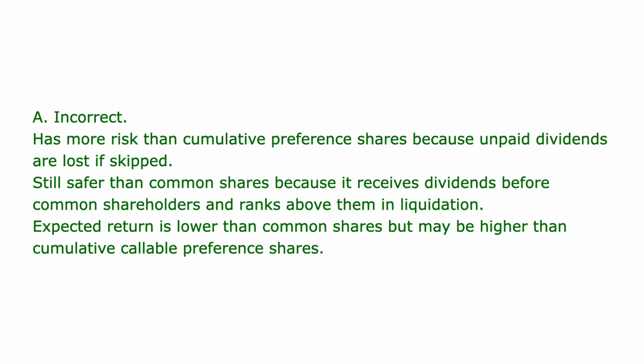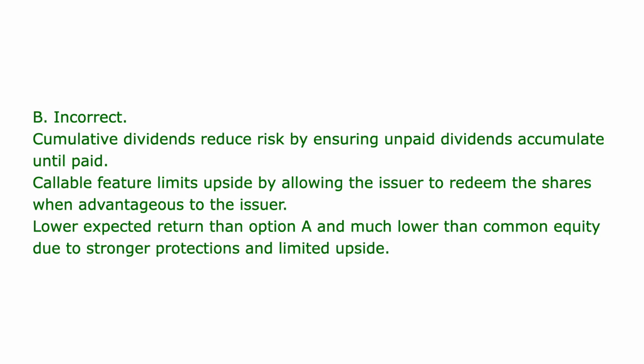A. Incorrect. Non-cumulative preference shares are riskier than cumulative preference shares, but safer than common shares. B. Incorrect. Cumulative dividends reduce risk, while callable features limit upside. Expected return is lower than option A and common equity.